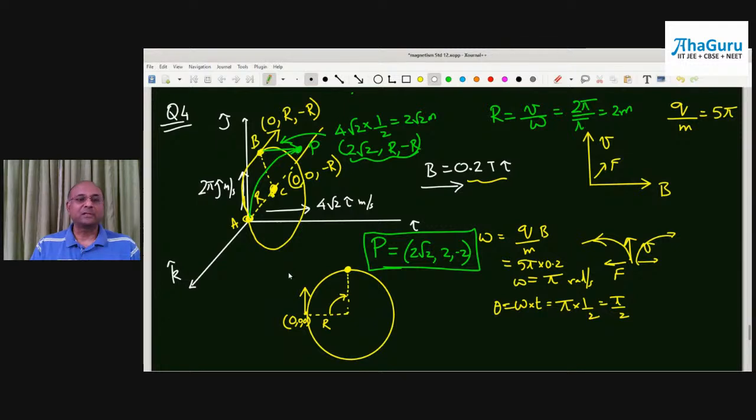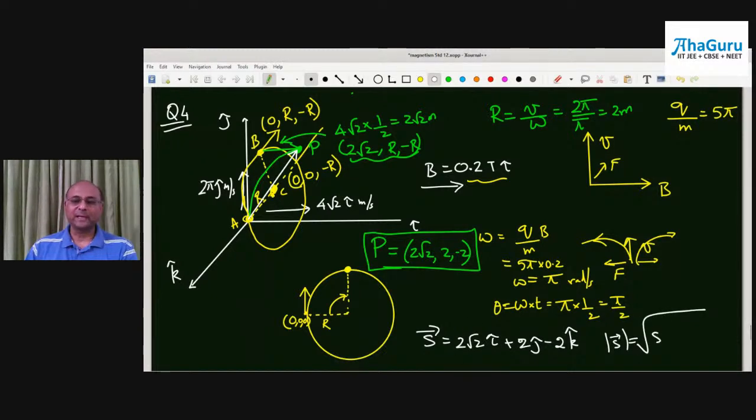Therefore, now if I want to look at the vector from here to there, let's draw that vector here. This is our displacement vector. So how much is the displacement vector? It is the position vector of this point. So it's 2 root 2 i cap plus 2 j cap minus 2 k cap. And so the magnitude of this displacement is root of 2 root 2 square, which is 8, plus 2 square, which is 4, plus minus 2 square, which is also 4. So this is 8 plus 8, 16. Root of 16 is 4. So this is 4 meters.